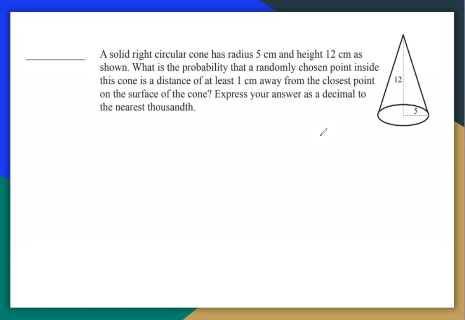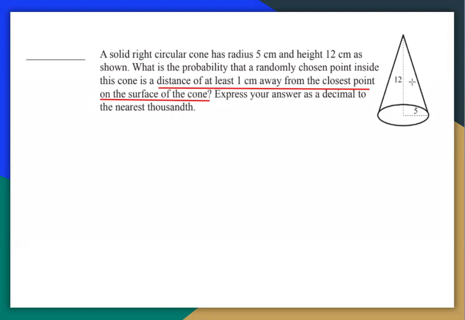So we have a solid right circular cone with radius 5 and height 12 given. And what is the probability that a randomly chosen point inside of this cone is a distance of at least 1 centimeter away from the closest point on the surface of the cone? Okay, so it looks a bit worthy, right? So we want to get at least 1 unit away from the closest point that is on the surface of the cone. Make sure you really understand what's being asked before you try anything.